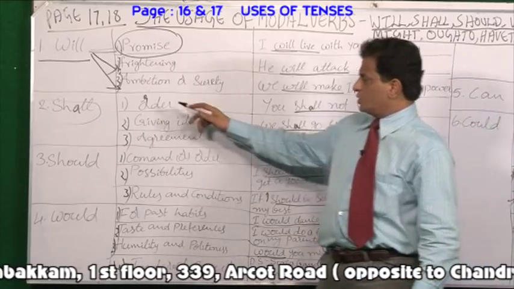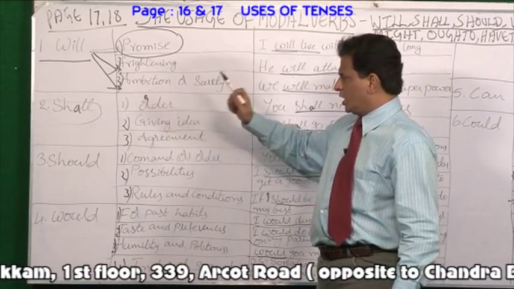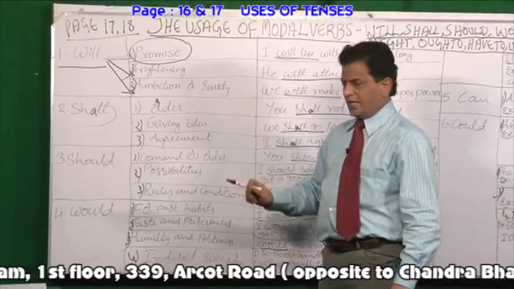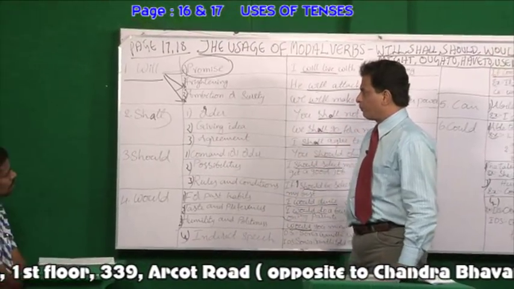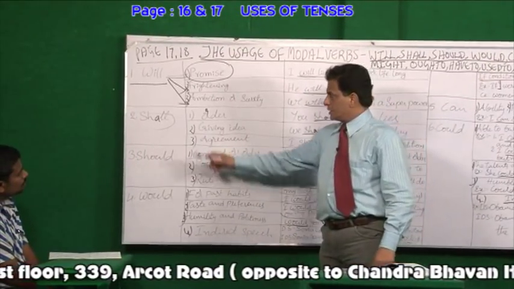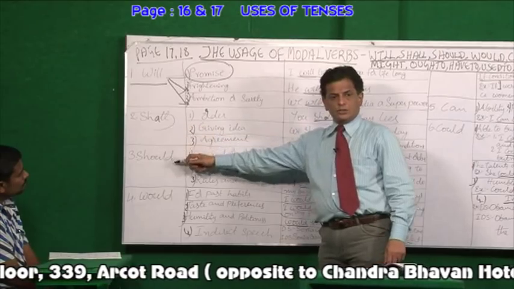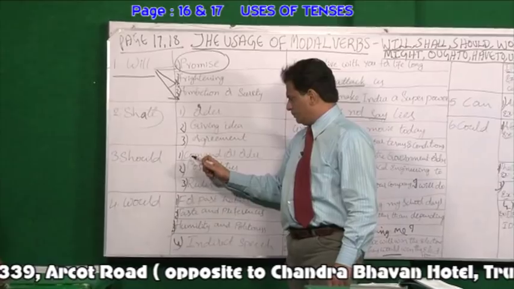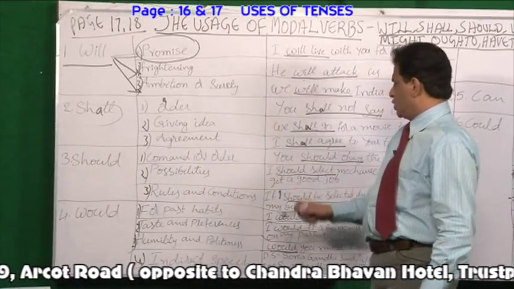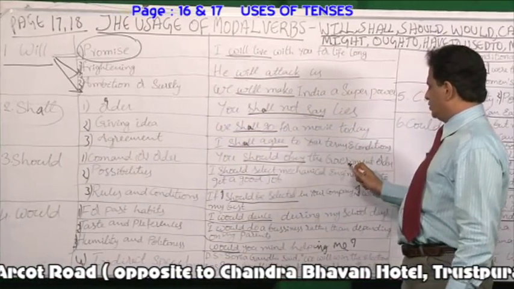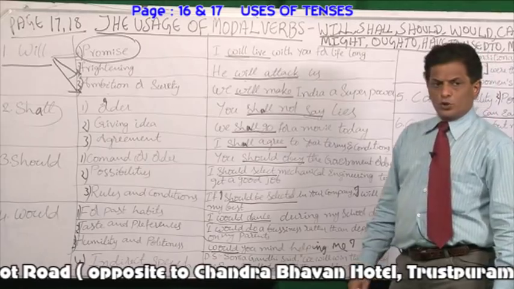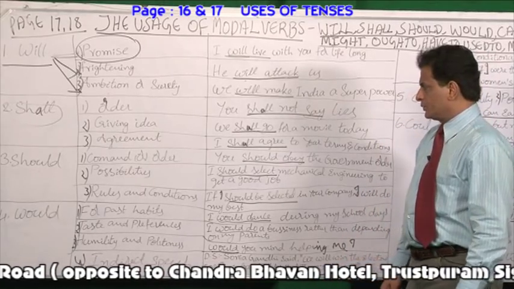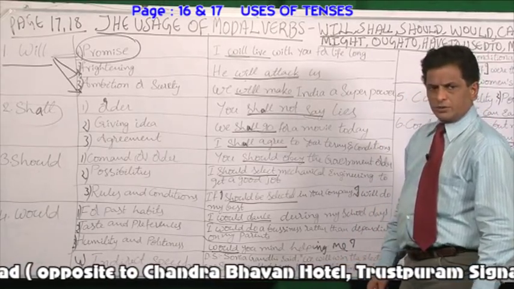So, shall is used in three places. Number one is with order. Number two is for giving idea. Number three is for agreement. Now, past tense of shall is should, the modal verb. Should is used in three places. Number one place is command or order. You should obey the government order. You should obey your parents. You should obey your teacher.